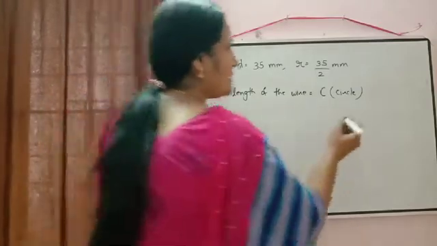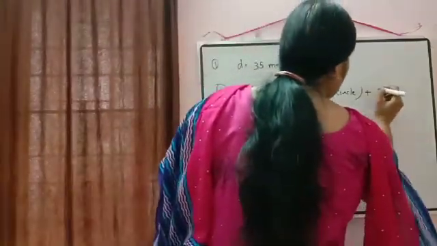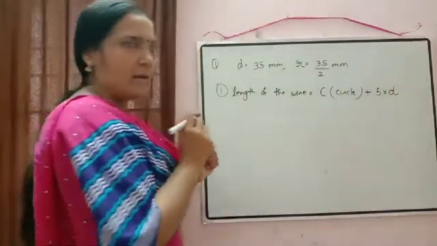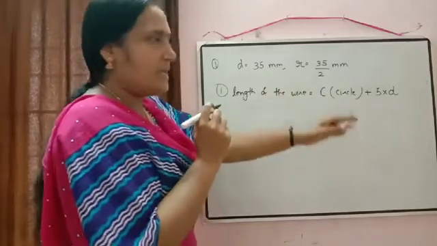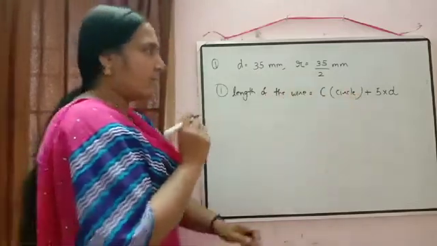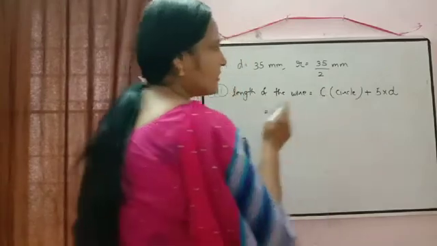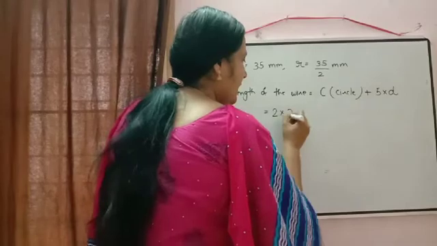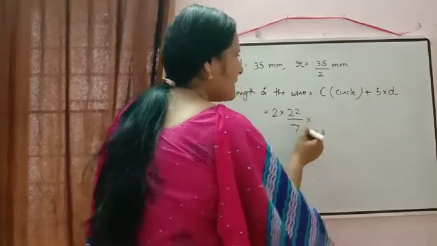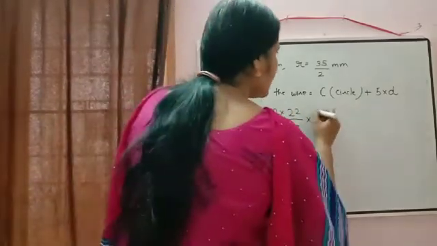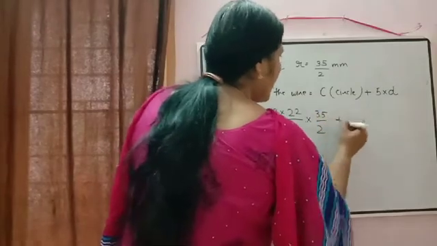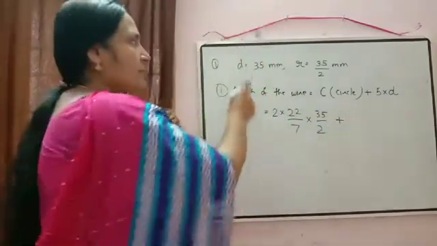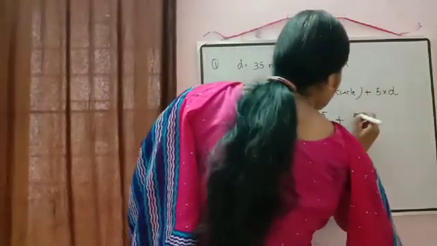So how many diameters we made here? 5 diameters. So that will be equal to 5 into diameter. Clear? Because we used 5 diameters. So that's why written there 5 into diameter. Now circumference of circle we can calculate there. We know the formula, circumference is 2 pi r. So 2 into 22 by 7 into our radius is 35 by 2 plus 5 into diameter. What is the diameter given here? 35. So 5 into 35.